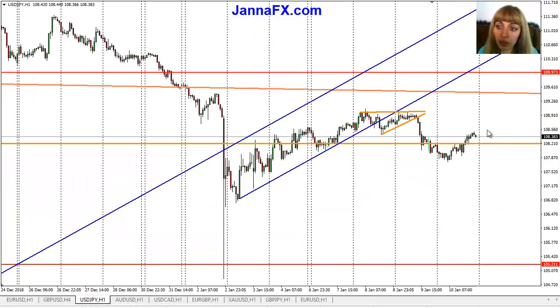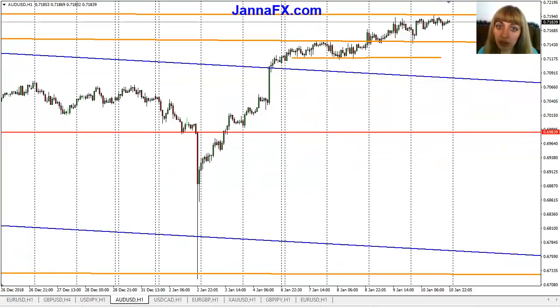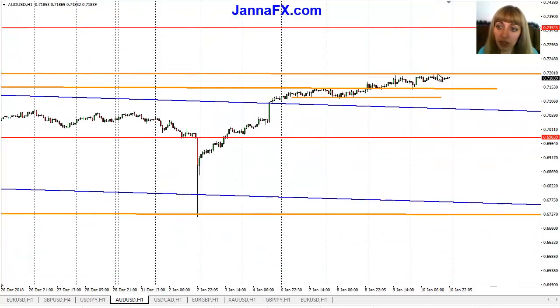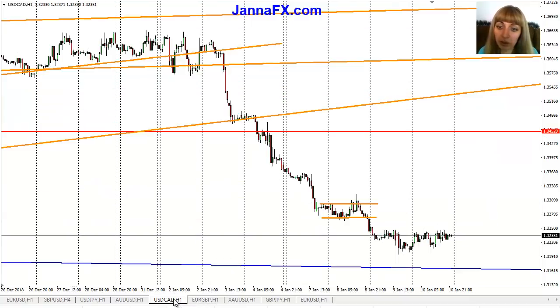Dollar yen, well, just started to have a bit of consolidation, waiting a little bit more. Australian is still the same, sitting in the new channel, just waiting time. Possible placing the pending orders buy, but at this moment nothing else.